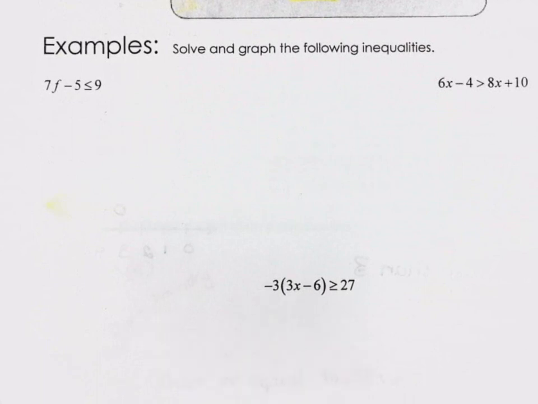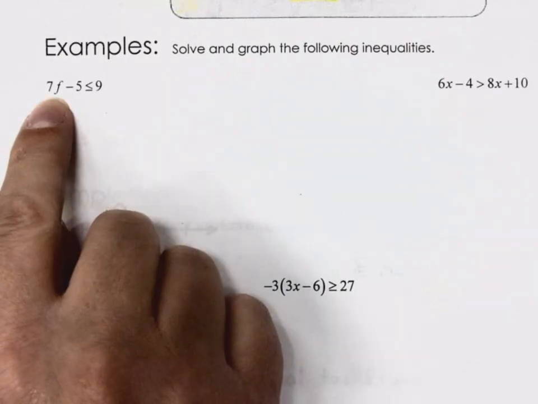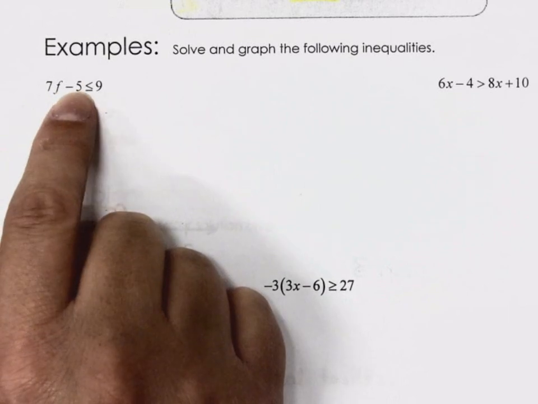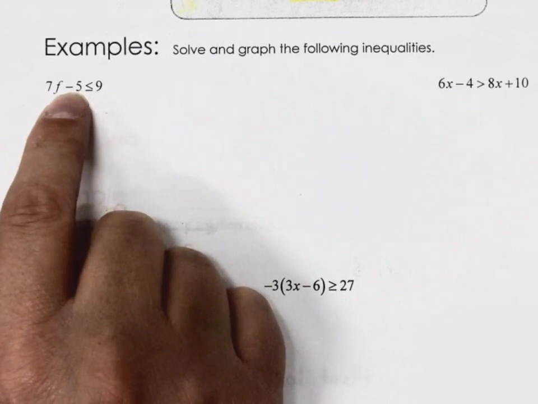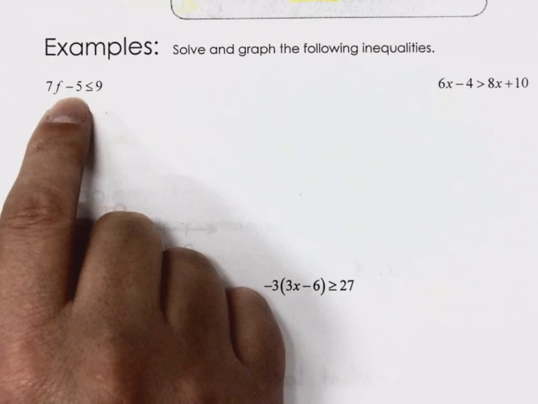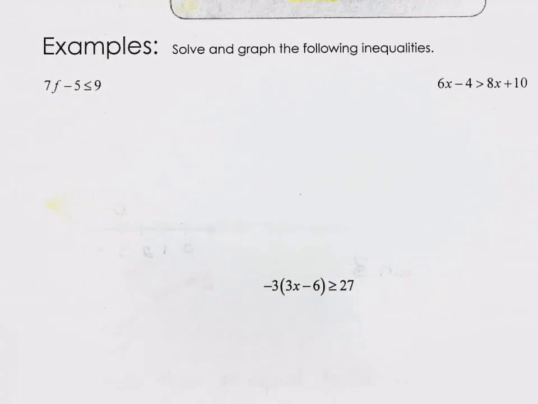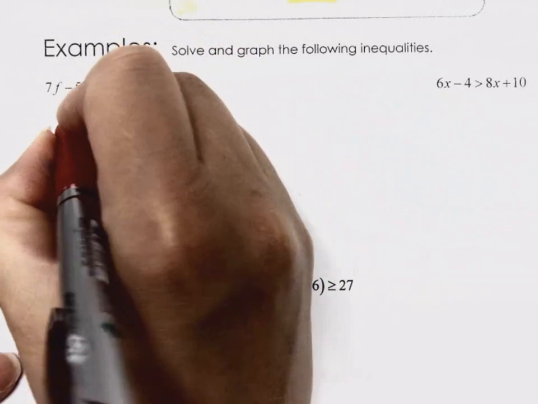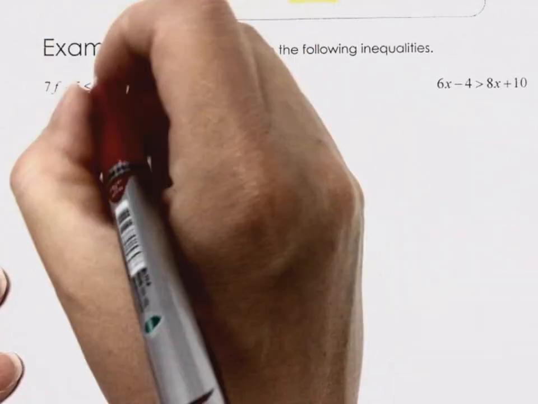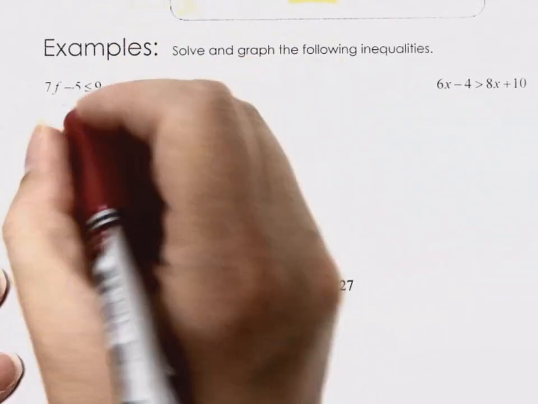So first thing I'm going to do is isolate the variable. My variable is the letter F. So I need to get rid of the 5 first. If it's subtract 5, the opposite of subtract 5 is add 5. So if I add 5 to the left-hand side, I have to add 5 to the right-hand side.